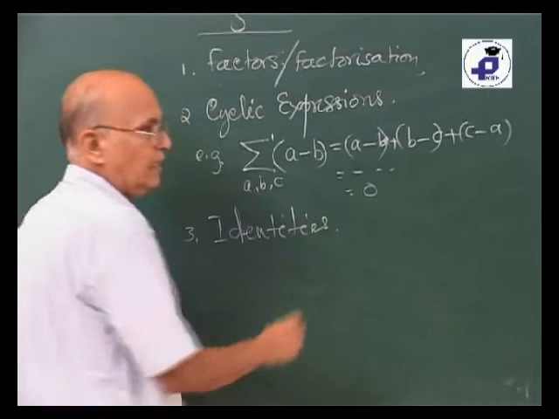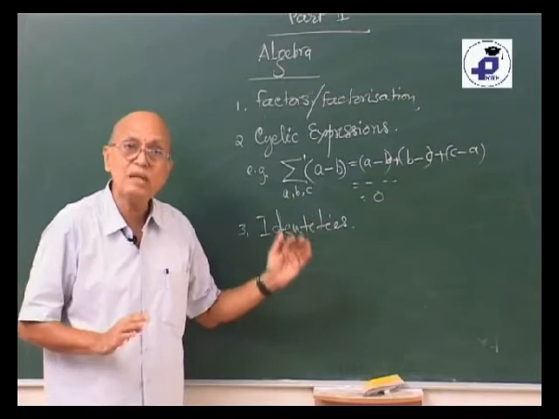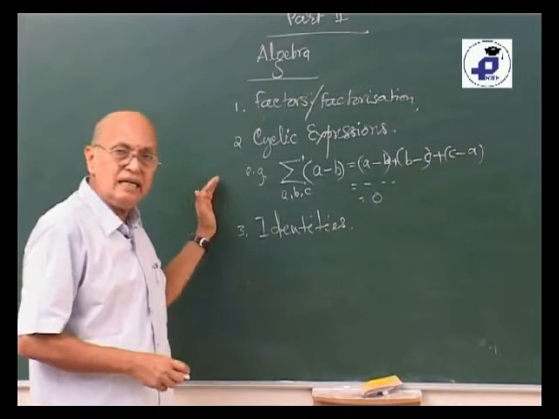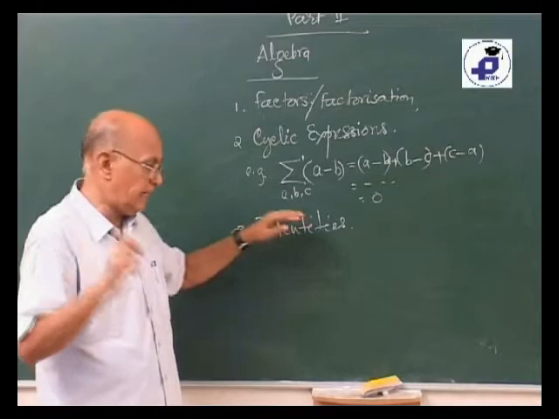Identities. There are 13 to 14 identities. You should remember them and apply the property of the identities to solve different problems. At the end, I will solve one problem with reference to the identities. Okay, only this much.